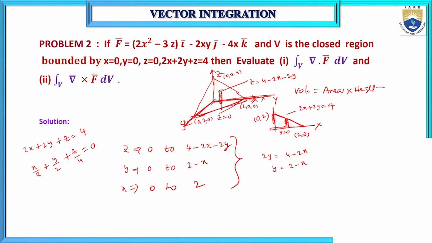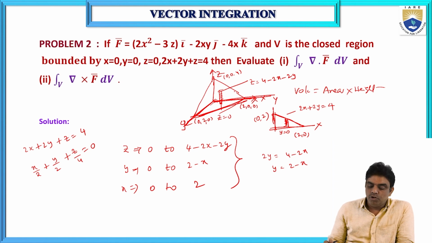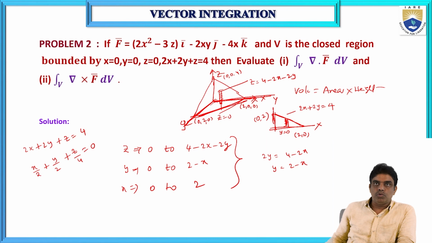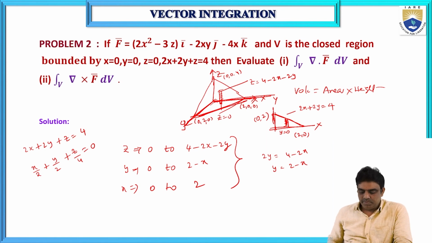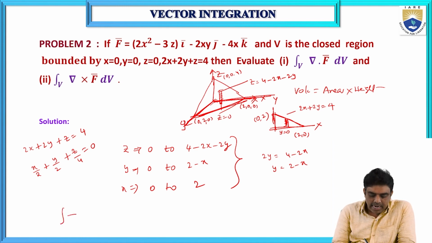So these are the limits for integration, considering the area limit multiplied by the height limit: z from 0 to 4 minus 2x minus 2y, y varies from 0 to 2 minus x, and x varies from 0 to 2. Now we have to consider the first problem, the integral of del dot f bar dv over the volume V.